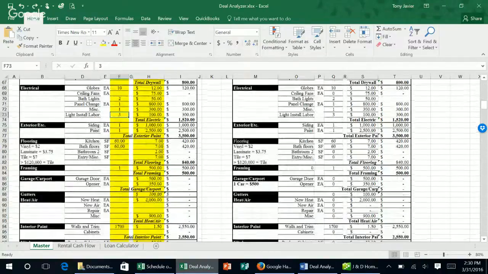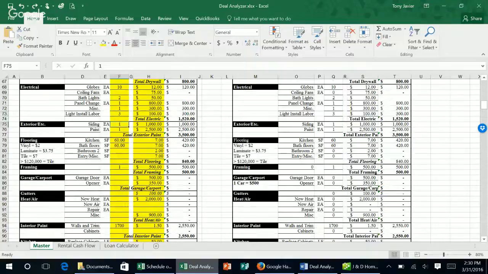Exterior paint. If you, or exterior rather, if you've got some siding to replace, you can put your price there to get that replaced. To paint an exterior of a house is typically between $1,500 and $2,500, depending on how bad the house needs paint.